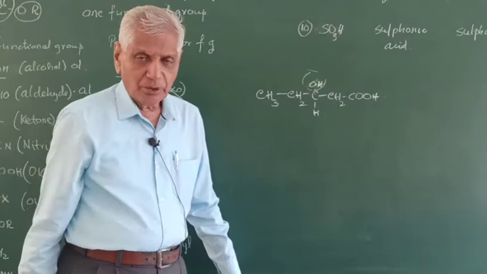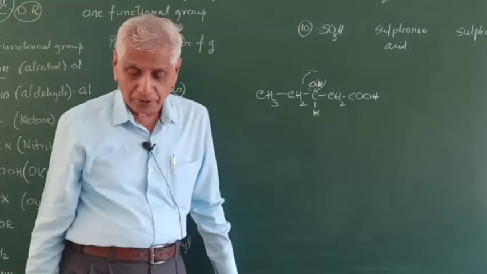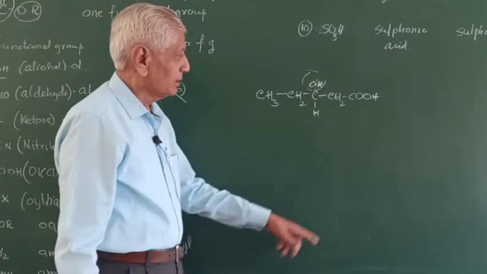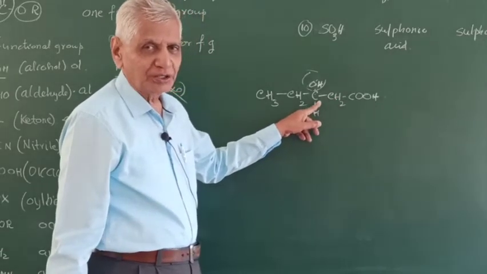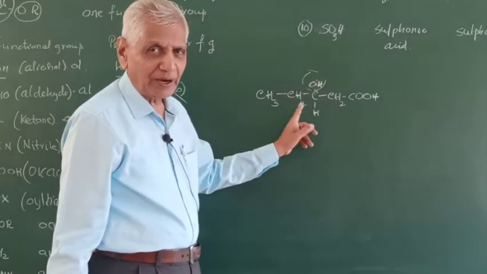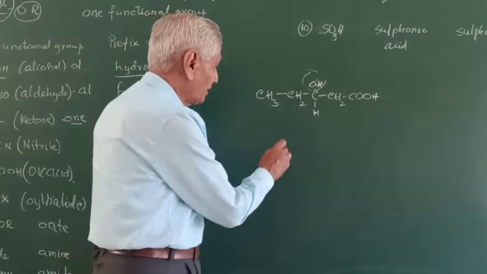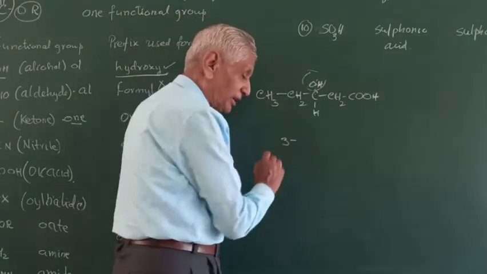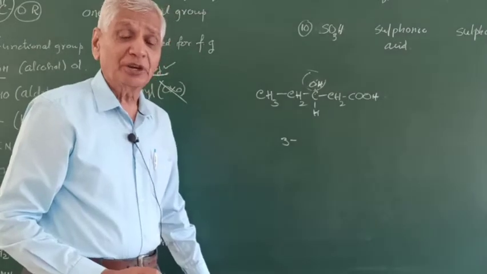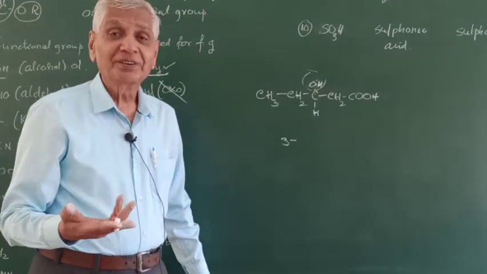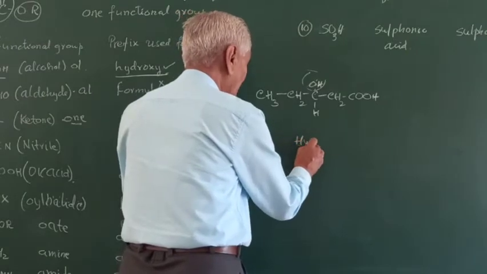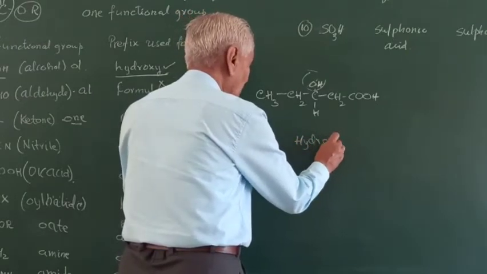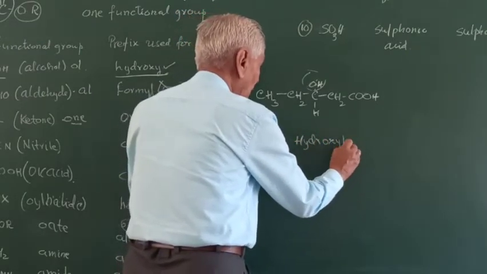Where is the hydroxyl? On which carbon is the hydroxyl? This is 1, 2, 3. Very easy. So 3-hydroxy pentanoic. Why write 3 here? If you don't write 3, you will be confused about where the OH group is. Suppose you simply write hydroxy pentanoic acid.